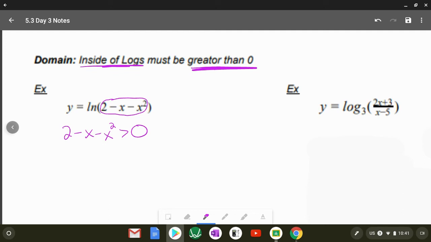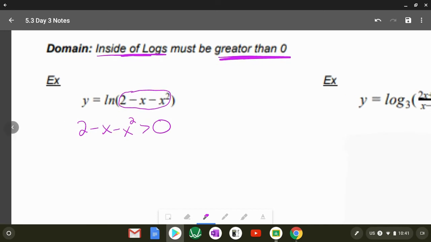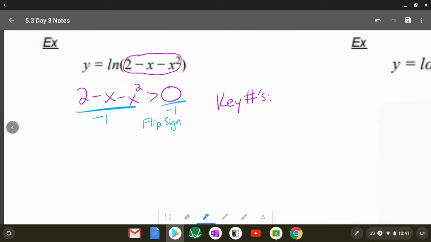Remember, you guys learned this earlier this semester. Because this is a quadratic, we first got to find our key numbers. Key numbers. So make sure we are able to do that. The way we find our key numbers is we solve for this inequality. Well, if I divide everything by -1 on both sides, I need to flip the sign. The only reason I'm doing this is because it'll make it easier to factor in a minute.